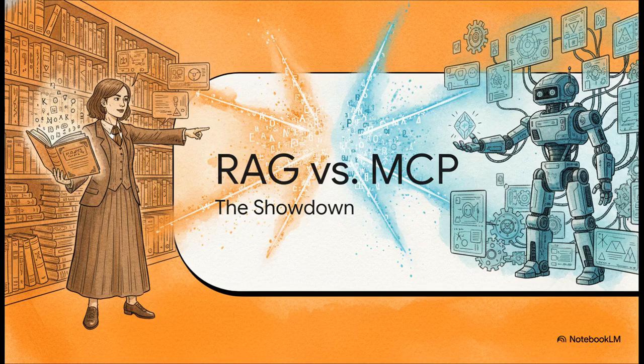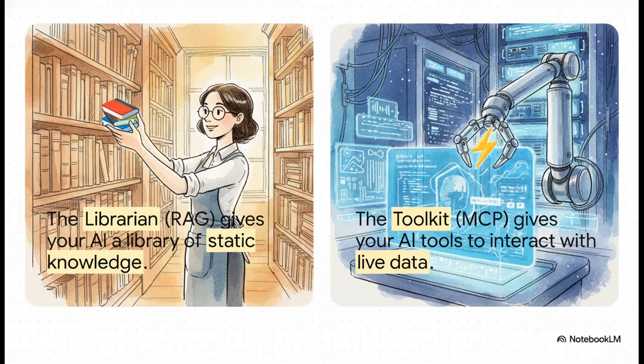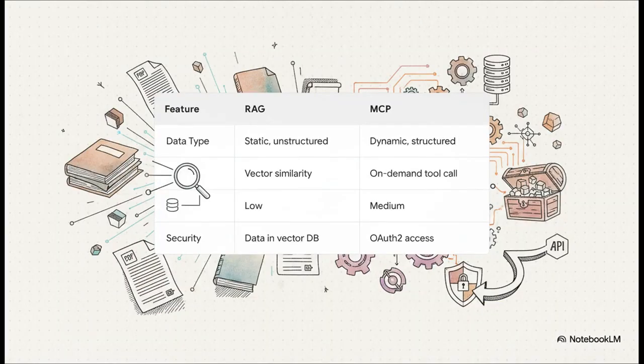Okay, so we've got our librarian, RAG, for all that static knowledge, and we've got our live toolkit, MCP, for dynamic data. So now, let's put them head to head, a little showdown to really hammer home the differences. Really, when it comes down to it, the choice between them boils down to one fundamental question. Does your AI need to access a library of what you know, or does it need a set of tools to find out what's happening right now? And this comparison makes the distinction crystal clear. RAG is for your static, unstructured files, your docs, retrieved through a vector search. MCP, on the other hand, is for dynamic, structured systems accessed with on-demand tool calls.